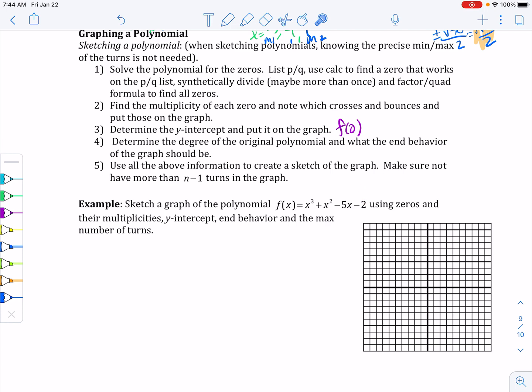So remember, P is the constant and Q is the leading coefficient. So our P over Q, or our list of possible rational zeros, is plus or minus 1 and 2 over plus or minus 1, which just simplifies to plus or minus 1 and 2. I'm going to put this into my calculator. You can either use the Desmos graphing calculator or the TI calculators, or a graphing calculator app. Any of those are fine.